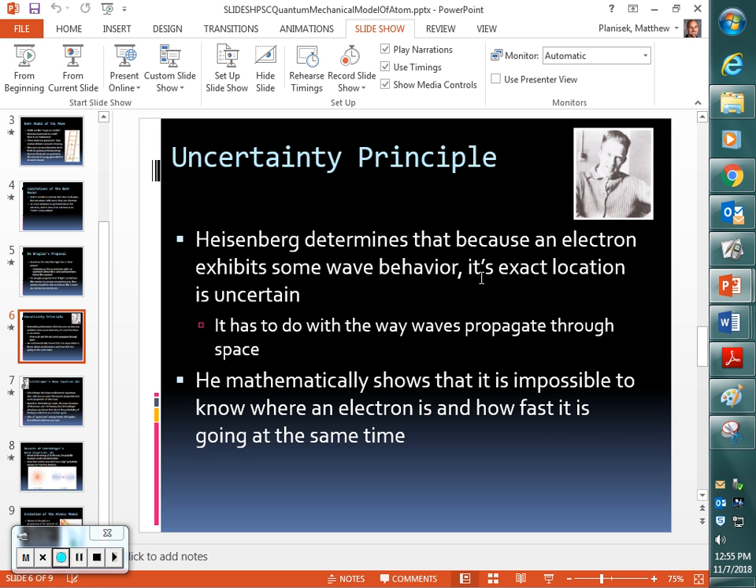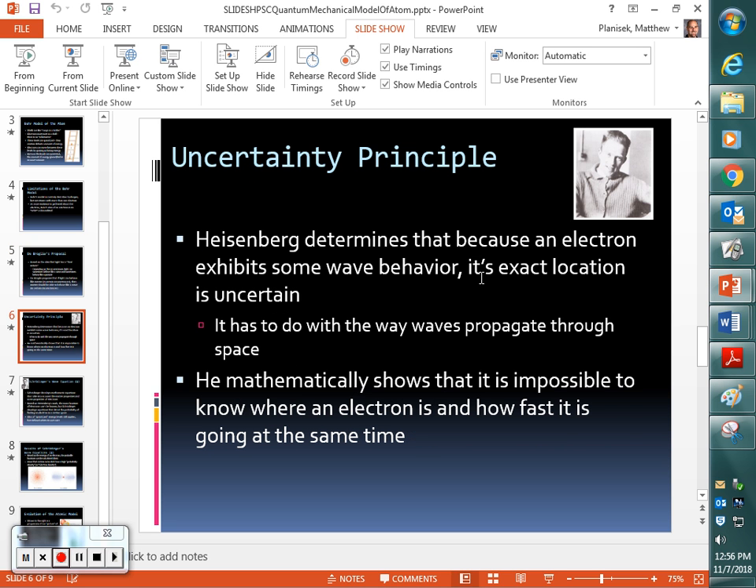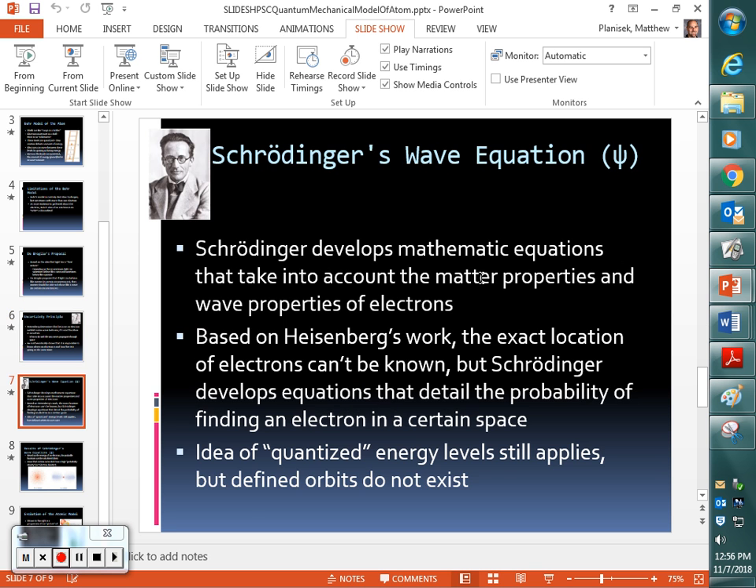You don't really have to know why. It got into this weird thing with de Broglie and stuff like that. I won't hold you responsible for that. But Heisenberg's uncertainty principle says that we can't know the speed of an electron and its location at the same time. That then leads us into Erwin Schrödinger and his wave equation.